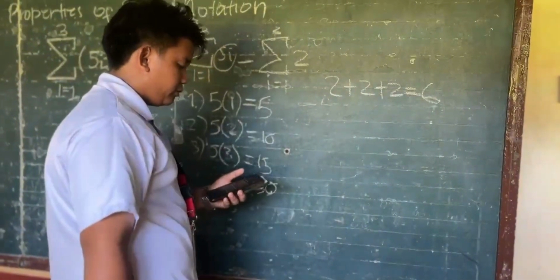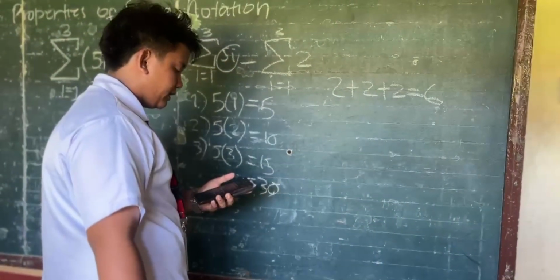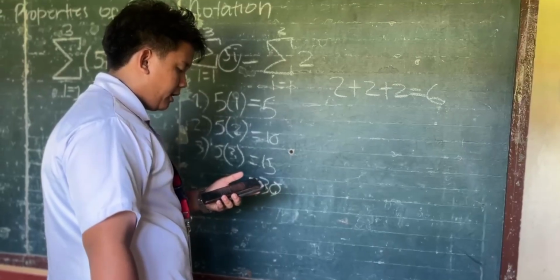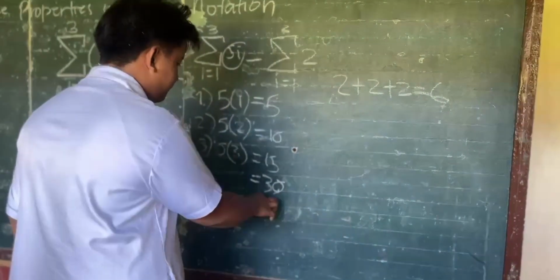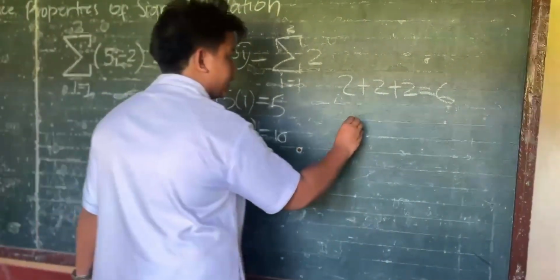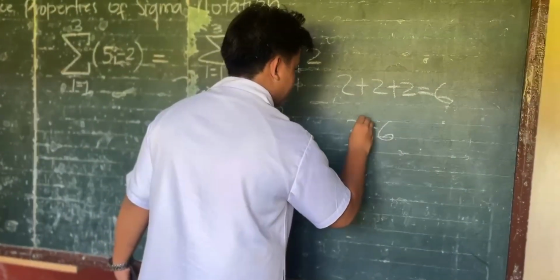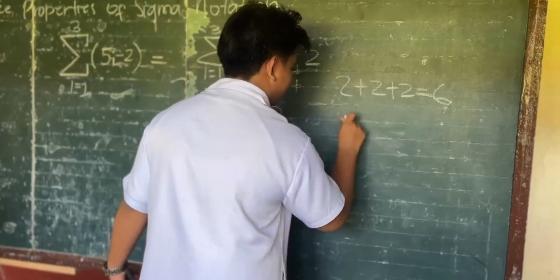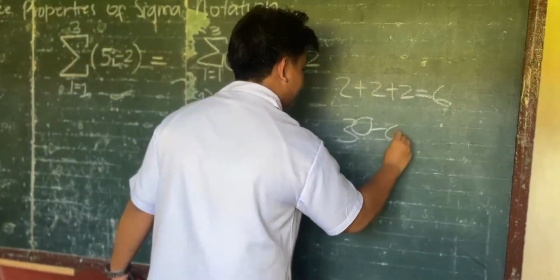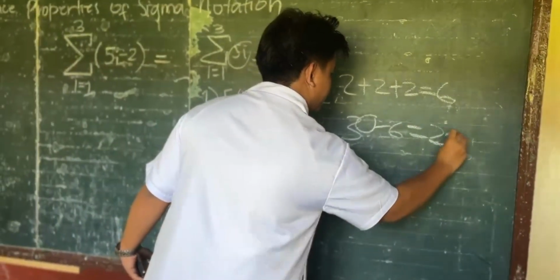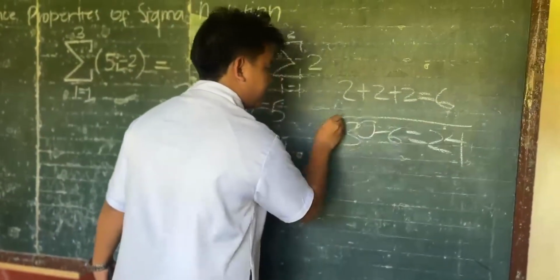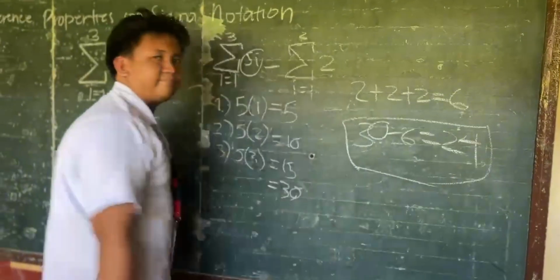And the last step we're going to do is to find the difference and subtract the second sum from the first sum. Our first sum that we got is 30. So 30 minus 6. 30 minus 6 equals 24. So this is our final answer.